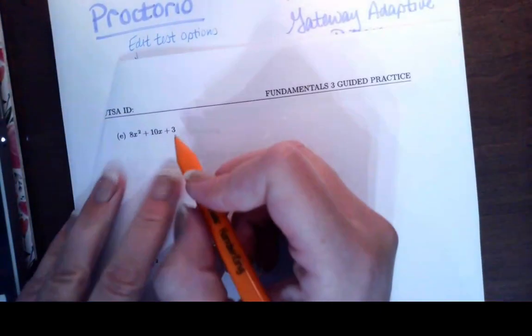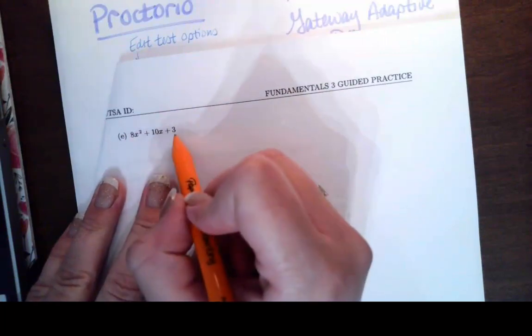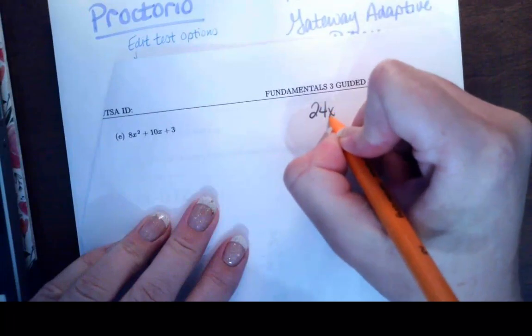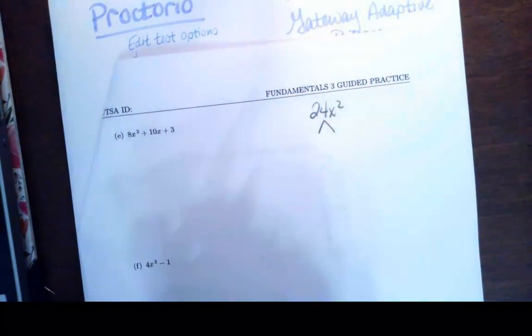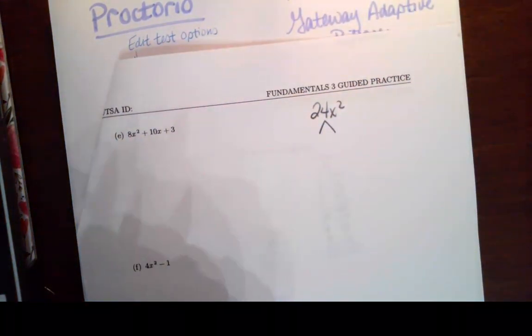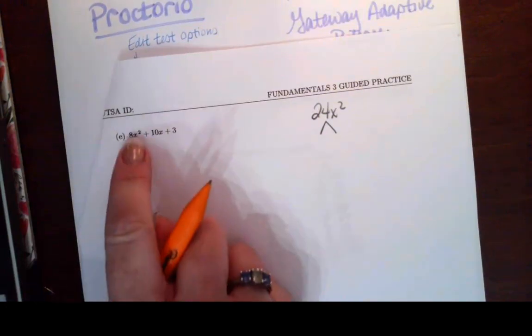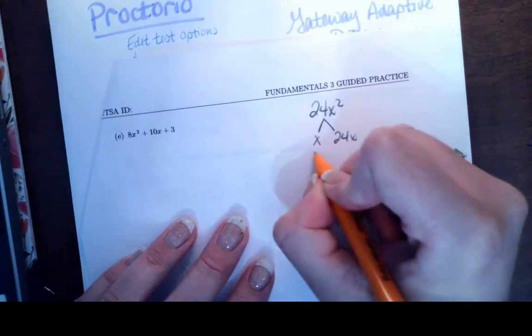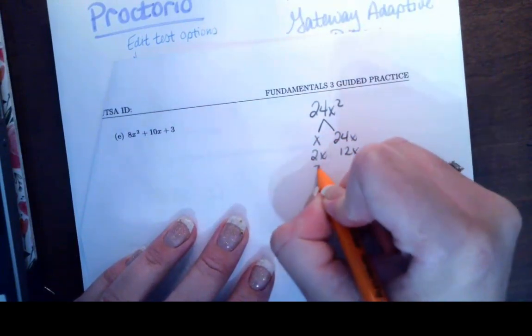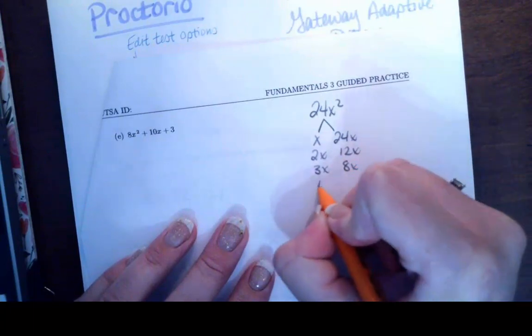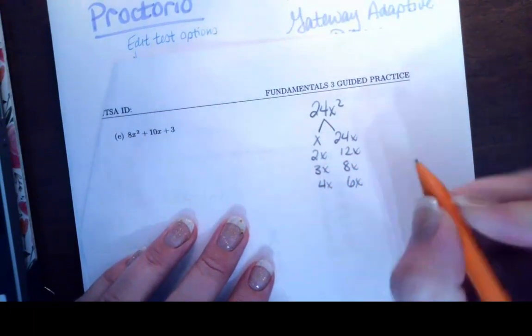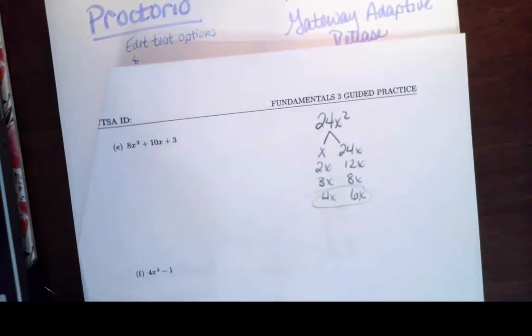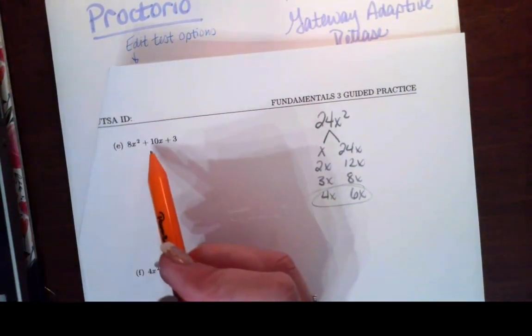All right, so let's try it again. I have an 8x squared plus a 3. There's nothing common across all three terms. So I'm going to multiply my first and my last, which gives me 24x squared. It's a positive 24, so my signs will be the same. And it's adding up to 10. So I've got a 1x and a 24x. I got a 2x and a 12x. I got a 3x and an 8x. And I got a 4x and a 6x. So this is the group that I'm looking for because it adds up to 10.